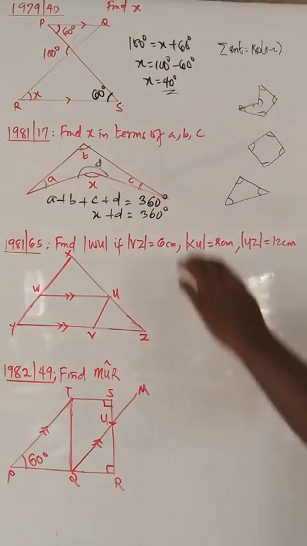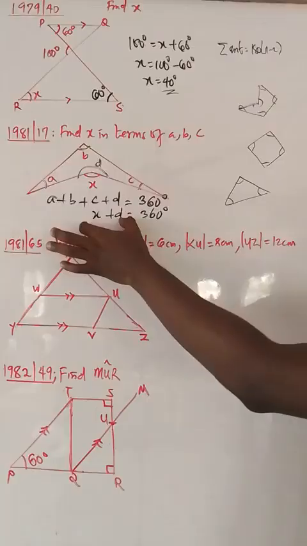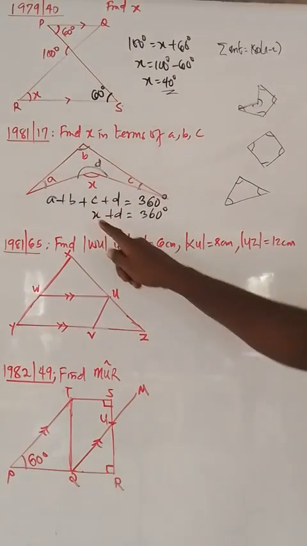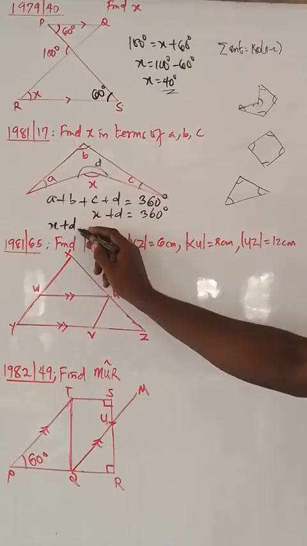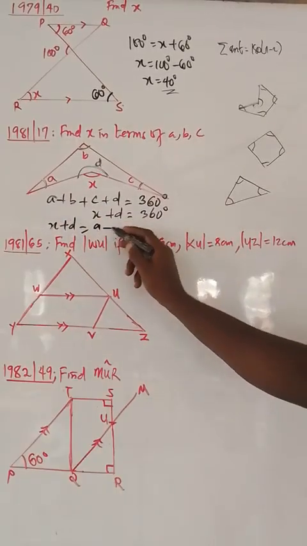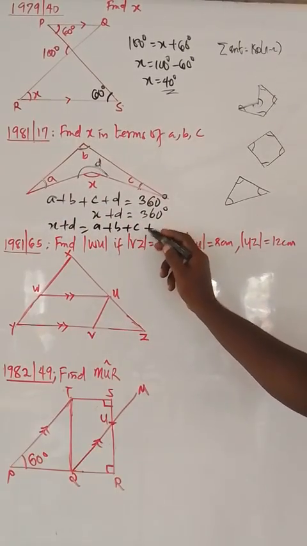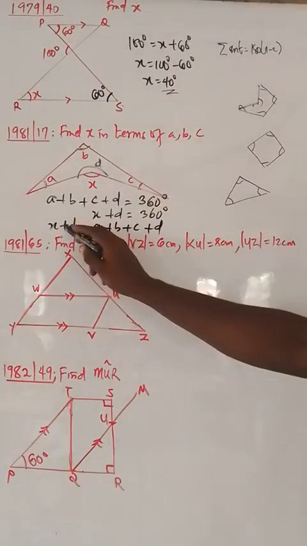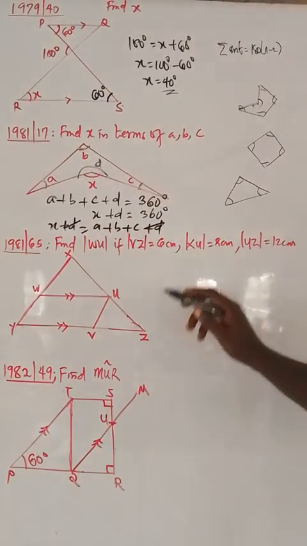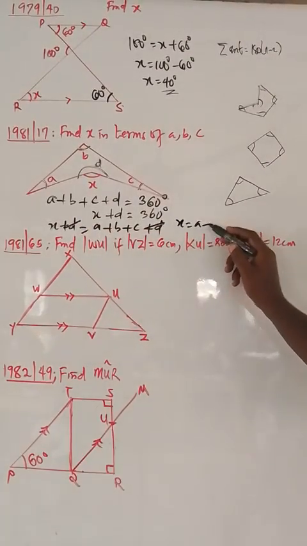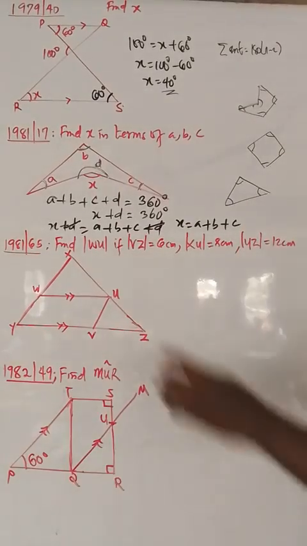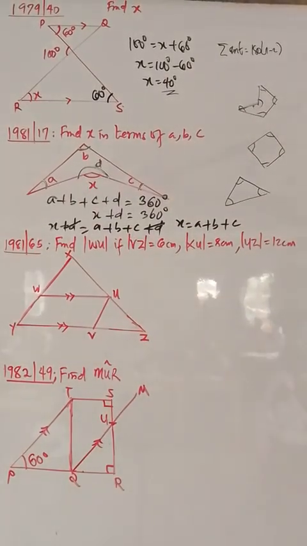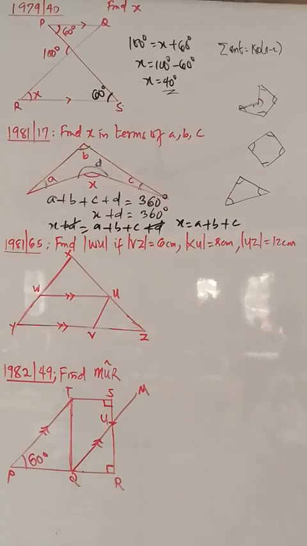Angle at a point. If this equals this, it means this equals this. So x plus d is also equal to everything here: a plus b plus c plus d. We have d here, and we have d here. If you take it away, it means x equals a plus b plus c. As simple as that. So when next you see this question in any exam, you don't need to solve. The answer is just add.